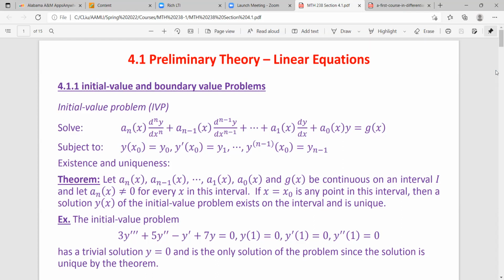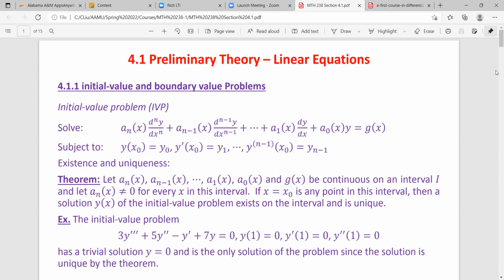Okay, so we know how to solve different types of first order differential equations. We have different approaches. But for higher order differential equations, the method and strategy is totally different, and it's much more complicated.